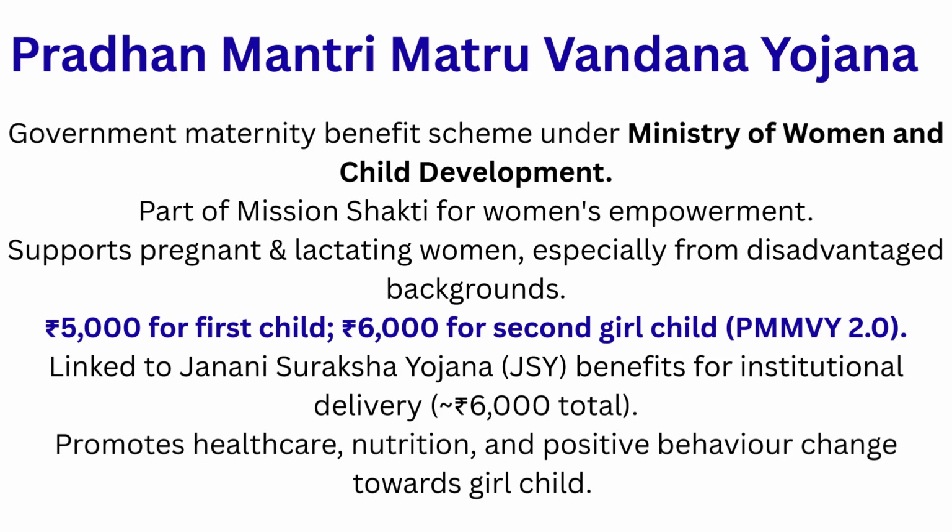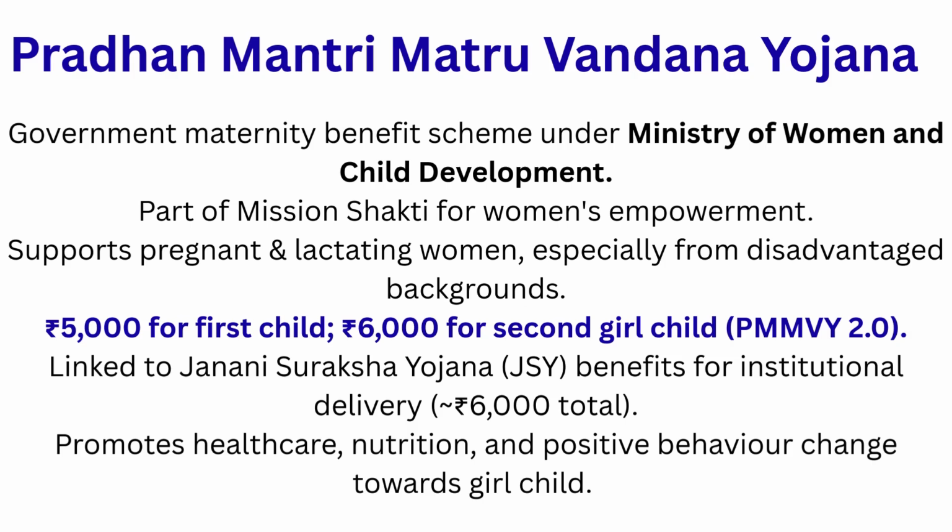The Maternity Benefit Act 2017 mainly applies to the organized workforce, but in India 97% of workers work in the unorganized sector. So for them there is a scheme, the Pradhan Mantri Matru Vandana Yojana. This scheme aims to support pregnant and lactating women, especially from disadvantaged backgrounds. It comes under the Ministry of Women and Child Development. This scheme grants financial incentives: rupees 5000 for the first child and rupees 6000 for the second girl child. If the second child is a boy, then this scheme will not apply. Only if the second one is a girl child does Matru Vandana Yojana apply.